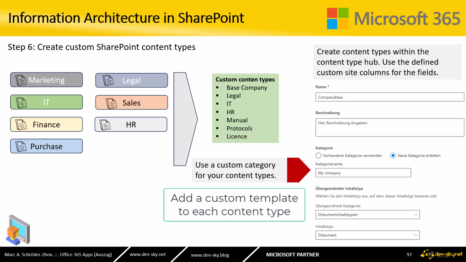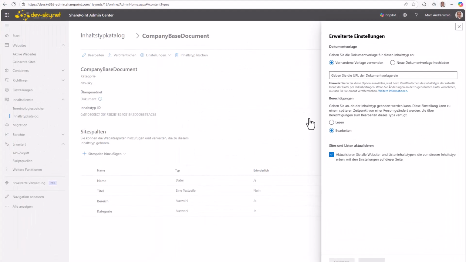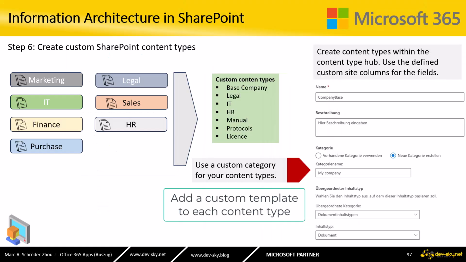To assign a template to a content type, you can just open the content type after you have created it, and then you find the template settings here under extended settings, and then you can reference a document template for your content type. It makes sense that you define for each content type in your organization also a proper template.